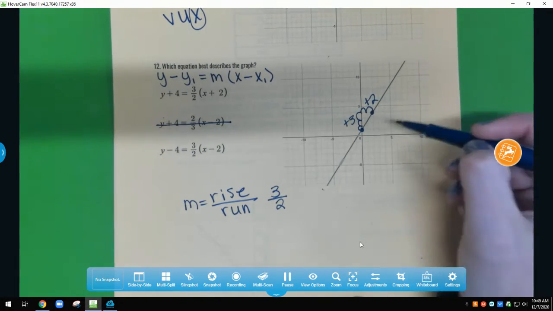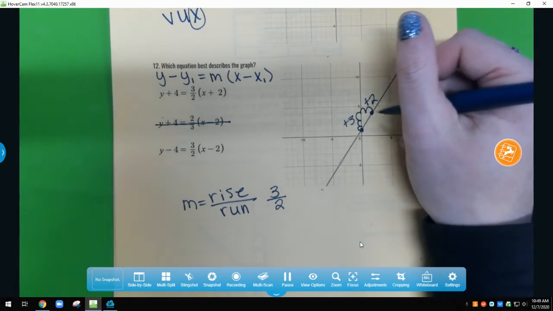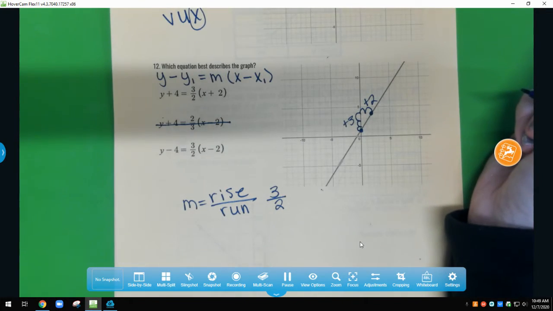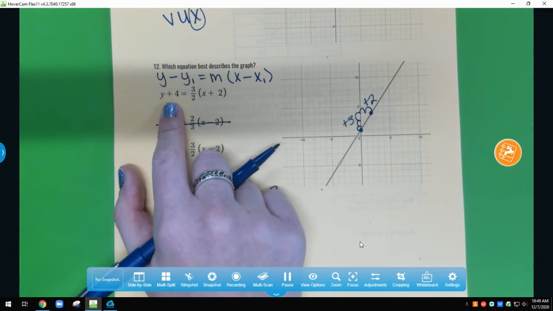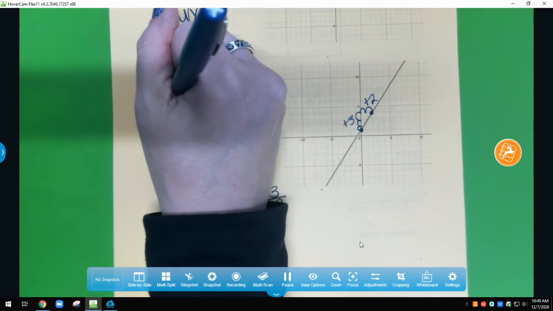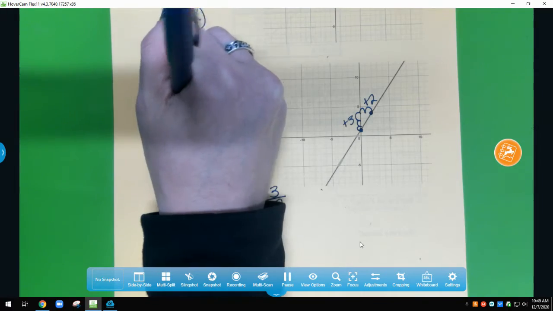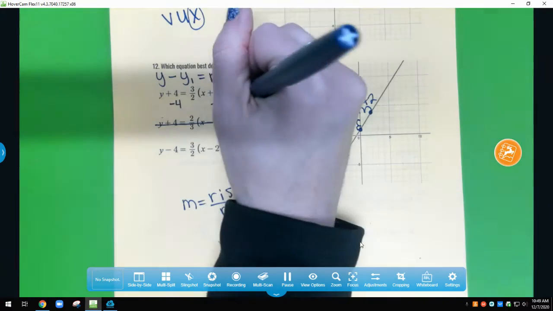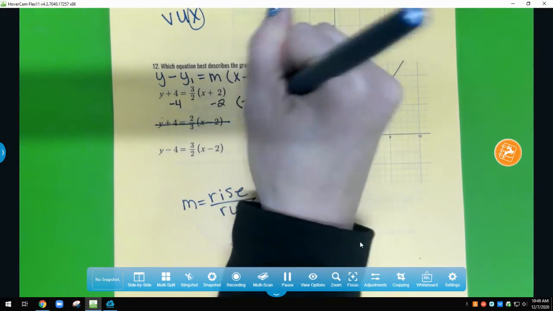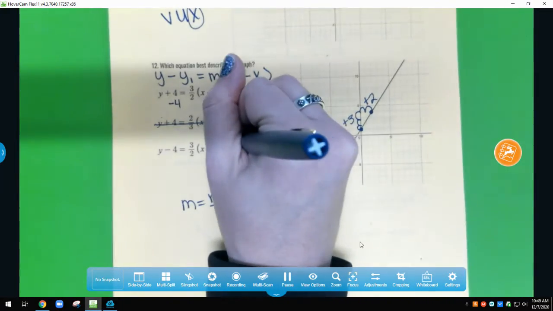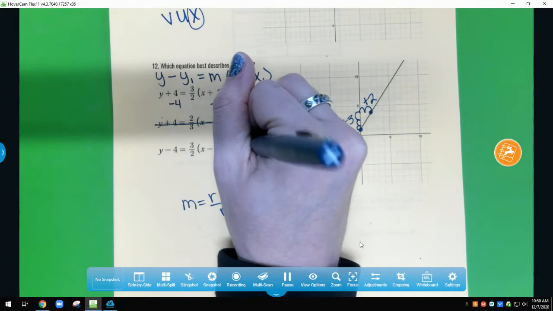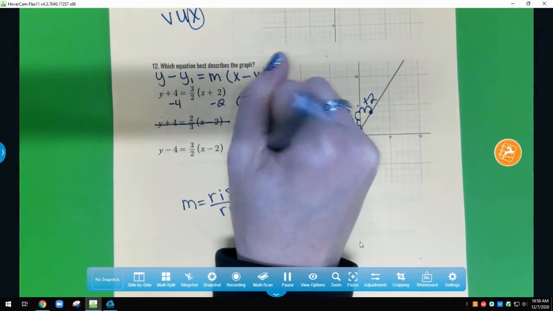Okay, now I'm looking at the point of, remember, when we enter it in the equation, it's opposite. So this point really is negative 4, and this is a negative 2. So the point there is negative 2, negative 4. The point here is really just 2, 4.